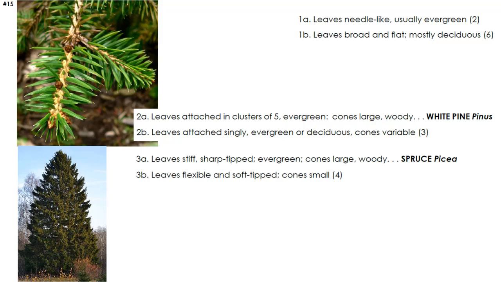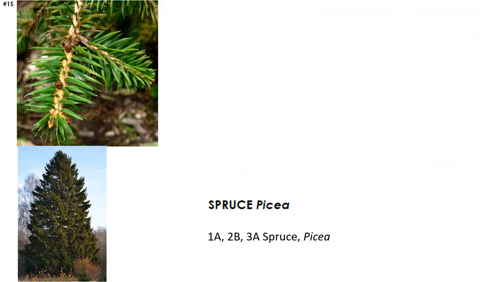Leaves stiff, sharp-tipped, evergreen, cones large and woody. Or leaves flexible, soft-tipped, cones small. This looks like they may actually be sharp-tipped, so this may be, in fact, our spruce. So that's 1A, 2B, and 3A, which takes you to the spruce. And again, I'll give you the whole picture in its whole glory.